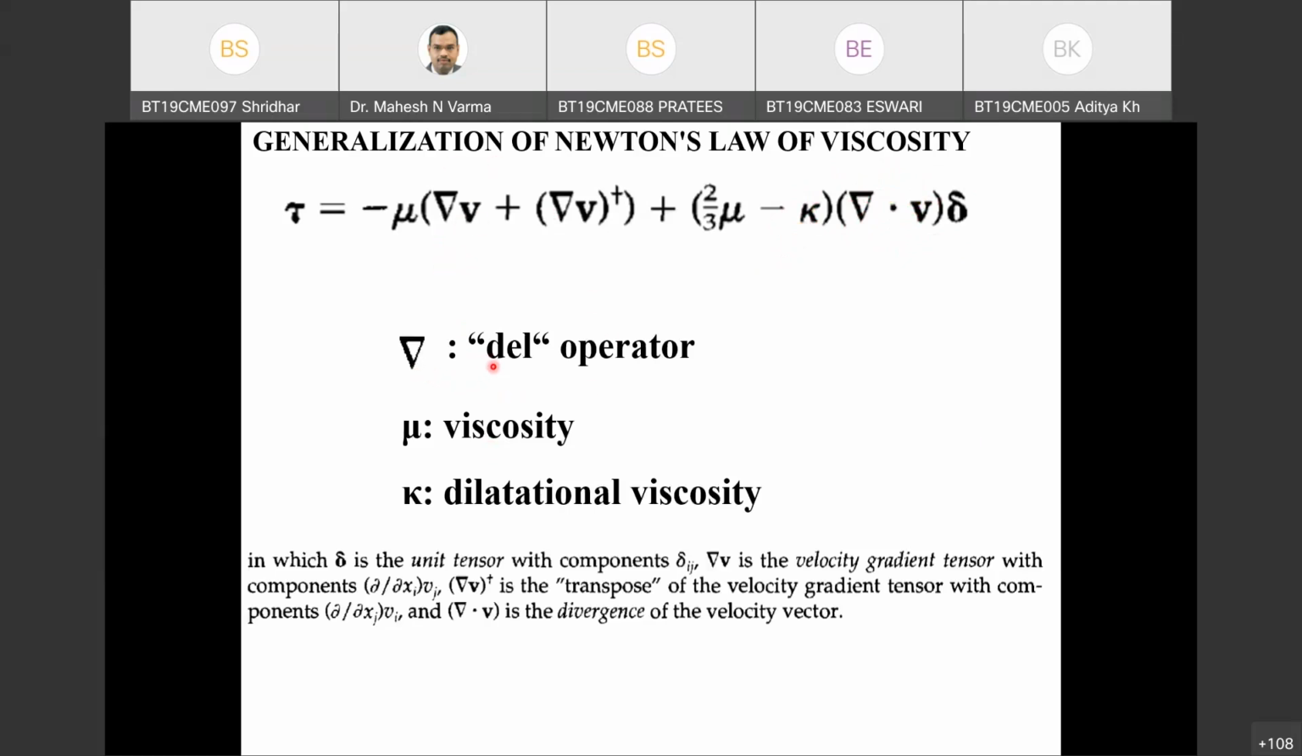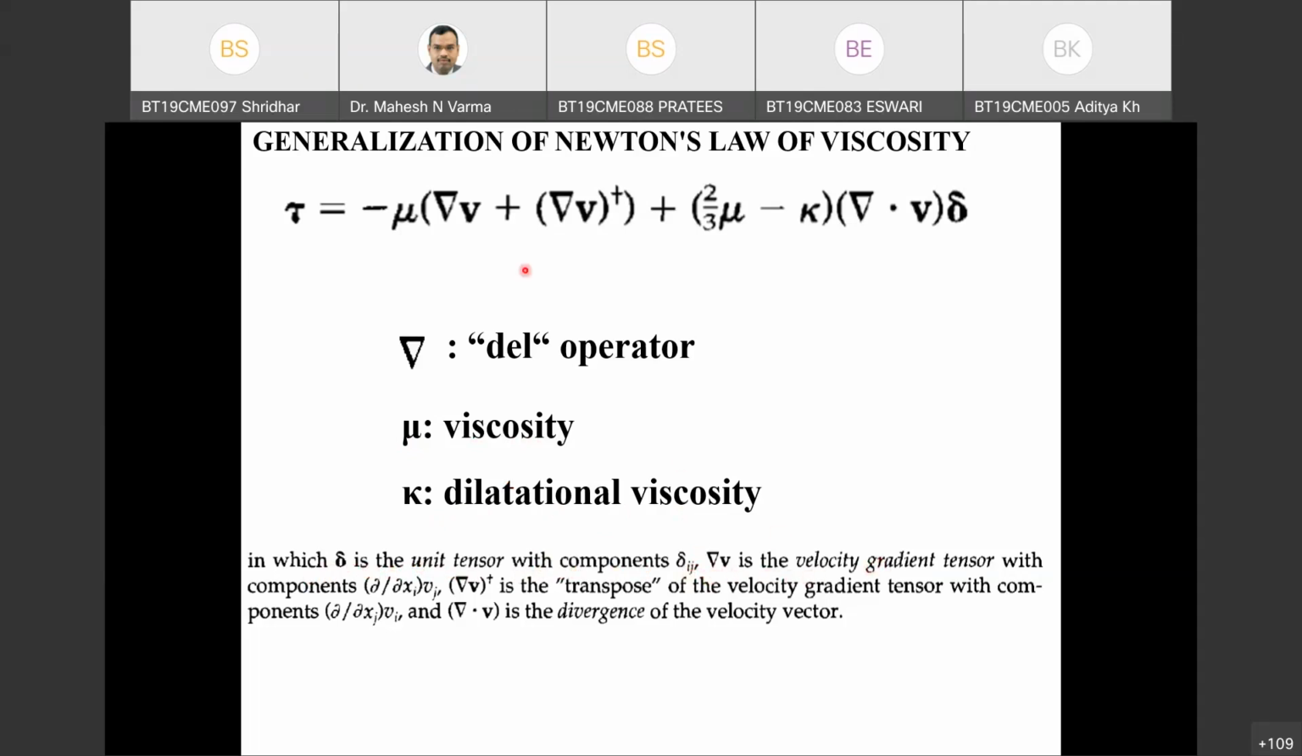Del is called the del operator. Mu is the viscosity, K is the dilational viscosity, and delta is the Kronecker delta. What is the Kronecker delta? It is a unit tensor with components delta ij.